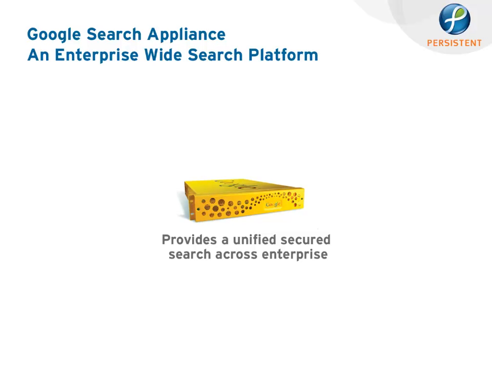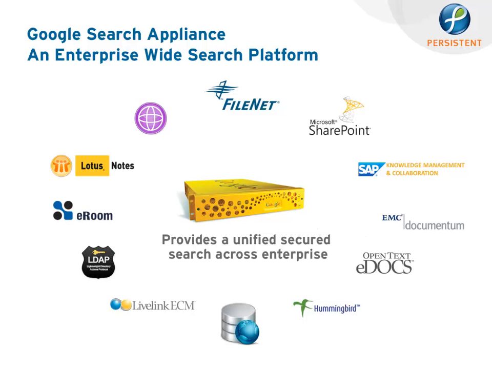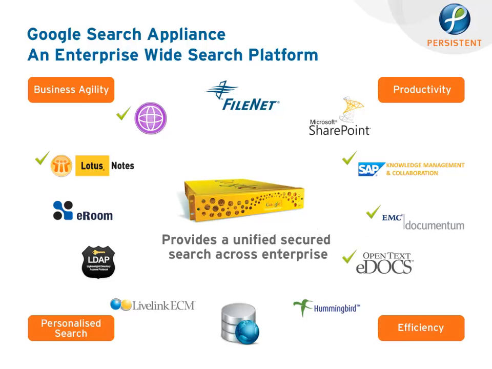Leveraging a set of connectors, some from Google and others from their partners like Persistent, GSA extends the search capability to enterprise content repositories such as IBM Lotus Notes, WebSphere, FileNet, Microsoft SharePoint, SAP, EMC, and OpenText. To highlight, Persistent provides connectors for IBM Lotus Notes, WebSphere, SAP, EMC, and OpenText. GSA enhances business agility, productivity and efficiency through a personalized search experience across various departments and geographies.